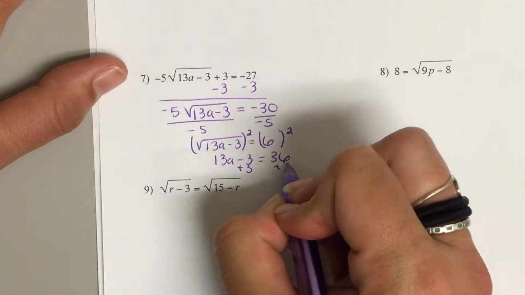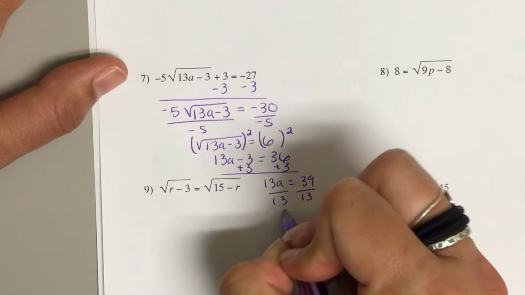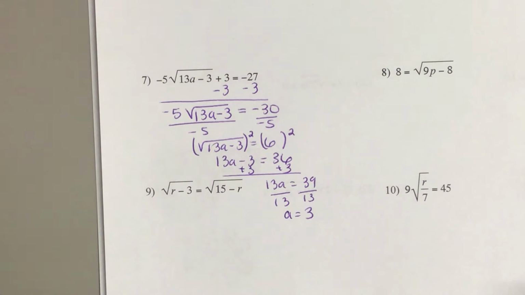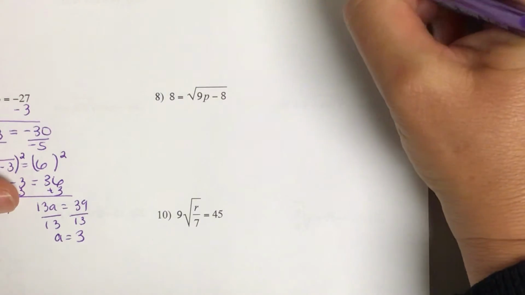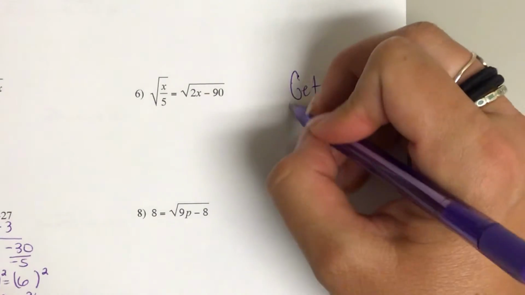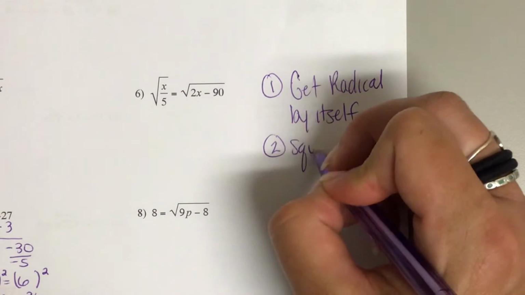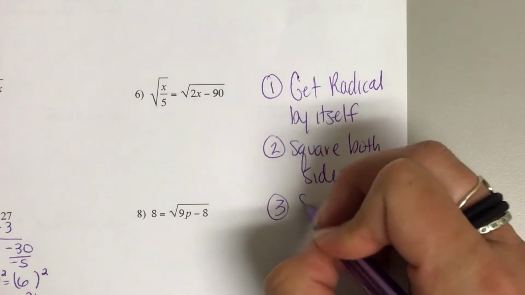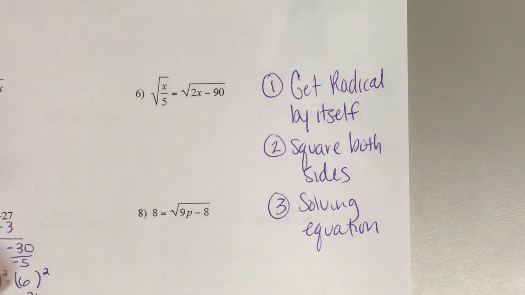And then from here, it's just a standard equation. So 13a equals 39, divide by 13, and a equals 3. Okay? So you just have to get your radical all by itself, and then you're just solving, and then squaring both sides, and then solving. So get the radical by itself, square both sides, and then you're solving the equation. Okay, those are your basic steps.